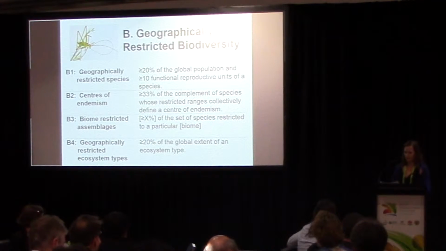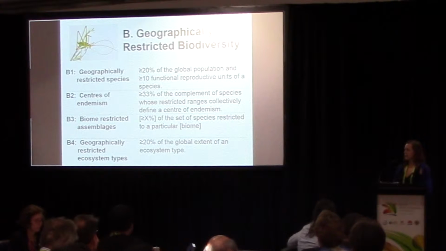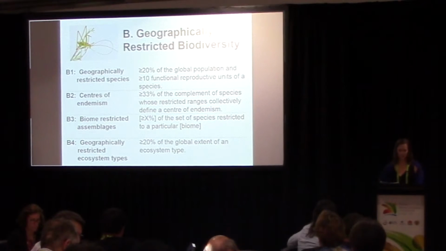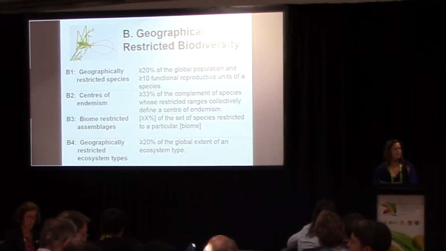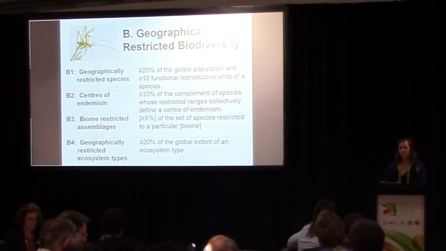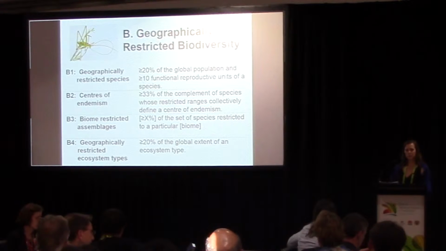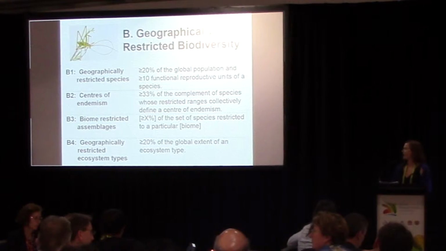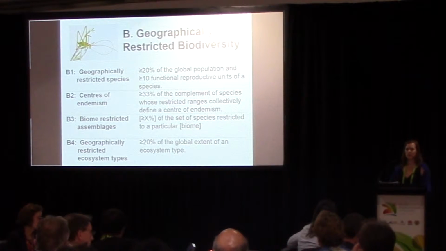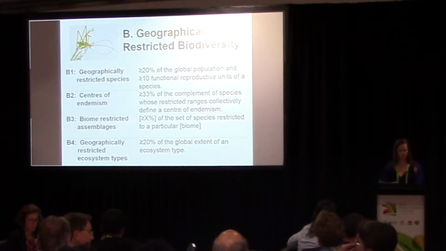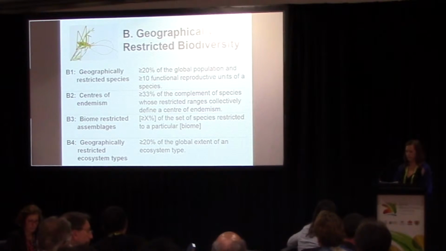Criterion B for geographically restricted biodiversity identifies sites holding species assemblages or ecosystem types with globally restricted distributions. These make significant contributions to the global persistence of biodiversity because there are few other sites where these elements occur. For B1, for geographically restricted species, a site that had at least 20% of the global population and at least 10 functional reproductive units, regardless of its range size, would trigger KBA status under these proposed thresholds.